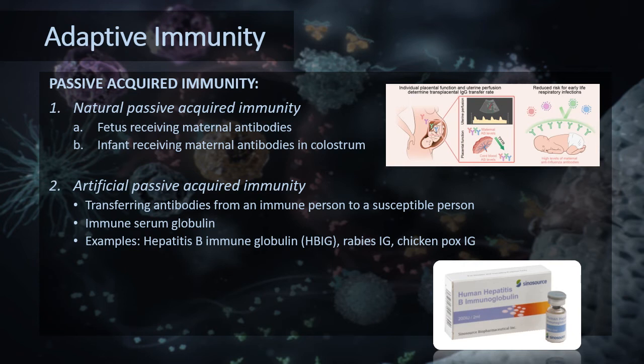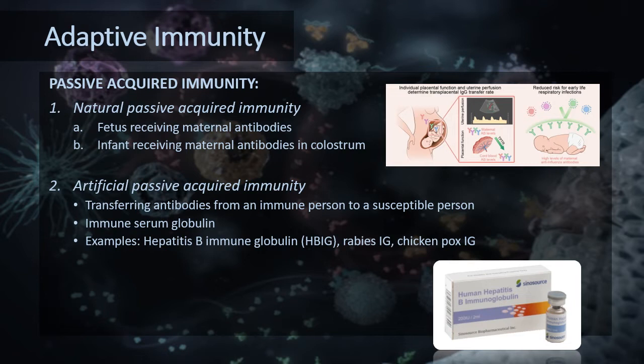We are now done discussing the active acquired immunity, so let us proceed to the passive acquired immunity. So we have two types, the natural and the artificial passive acquired immunity. When we say natural passive acquired immunity, this involves a fetus receiving maternal antibodies. So the only antibody that can cross the placenta is the IgG or the immunoglobulin G. So later on, we will discuss each of these immunoglobulins and their function. And you also have an infant receiving maternal antibodies in colostrum or breast milk.